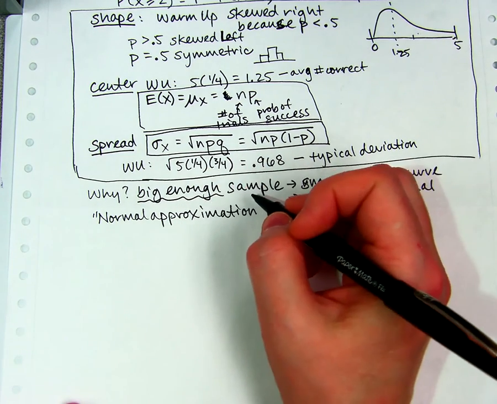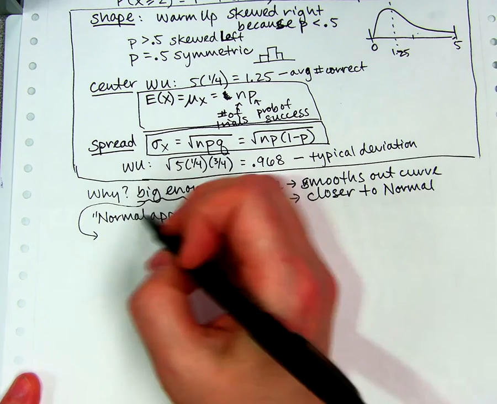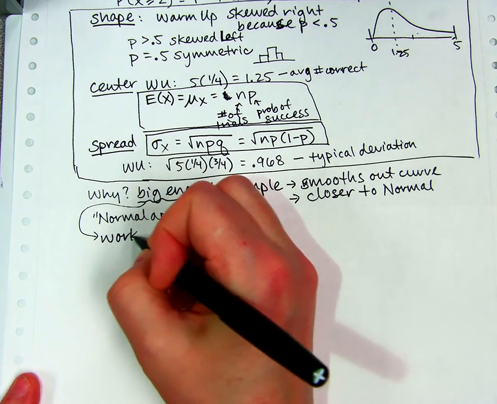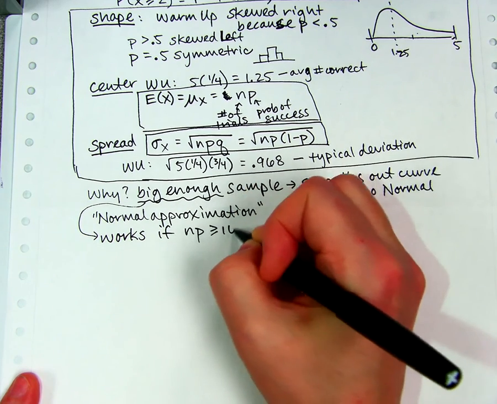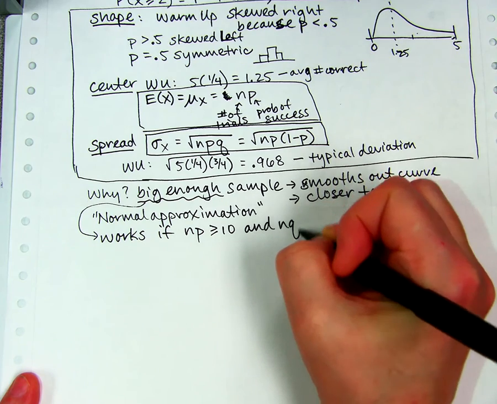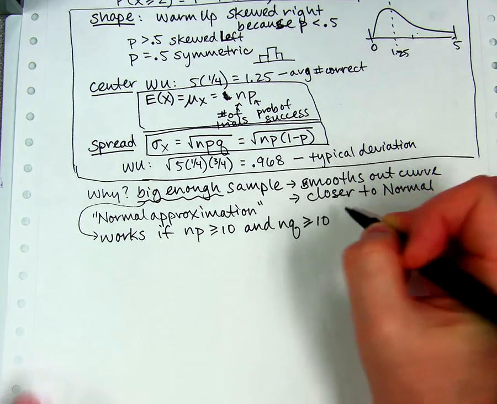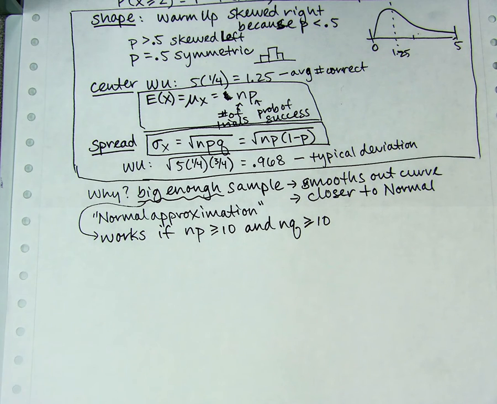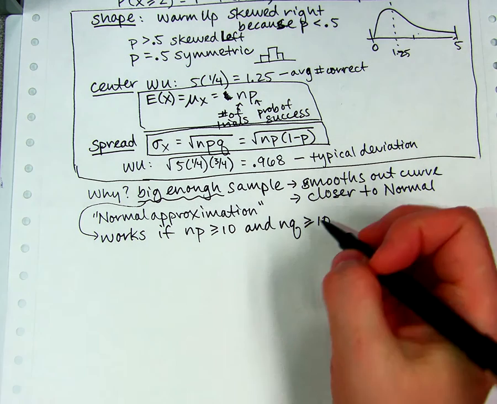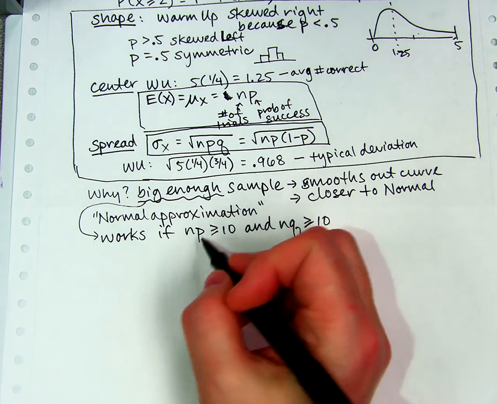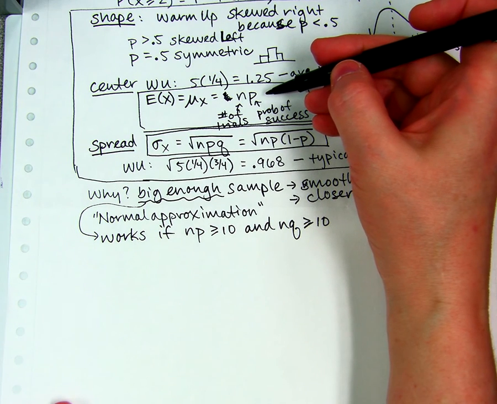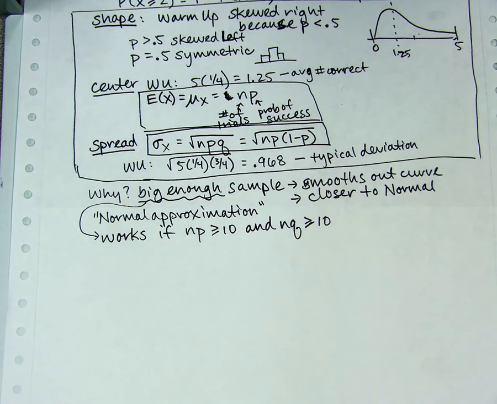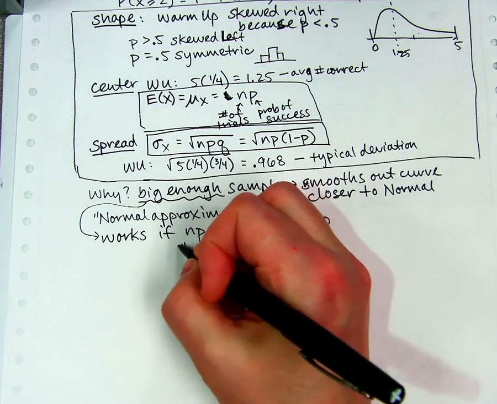So big enough sample means that your sample size, this normal approximation thing works if your n times p is greater than or equal to 10 and n times q is greater than or equal to 10. And again, we're going to see that in action in chapter 7. So right now I'm going to have you just trust me on it. People experimented with this until they found a guideline that looked normal enough to them. Think about NP for a minute. NP is our mean, the mean number of successes in n trials, or it's the expected number of successes. It's the number of successes that you expect to get in your n trials.